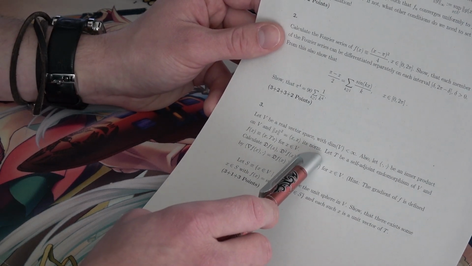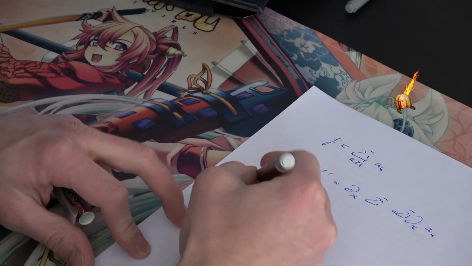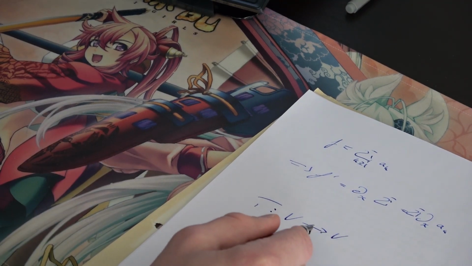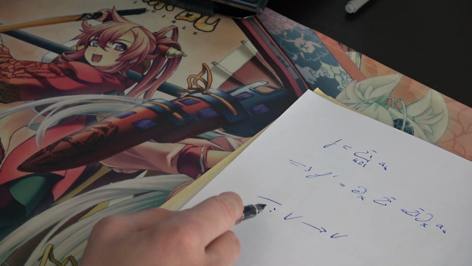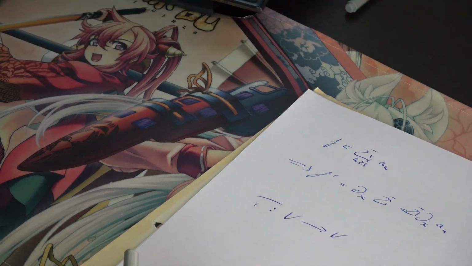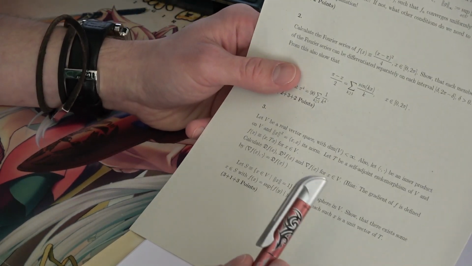Next we want T to be a self-adjoint endomorphism of V. If you don't know what that is, we basically want T to go from V to V, so it's a mapping from the vector space to the vector space. And also we want T to be a homomorphism. That's what it means for something to be an endomorphism. And we also want it to be self-adjoint. So what does self-adjoint mean?